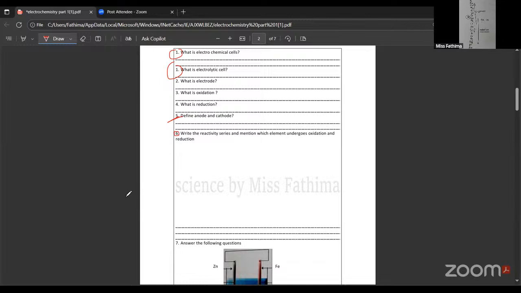Yes, next class will happen at the same time. We will be doing the next part of the lesson. We will be doing the electrolytic cell next class.